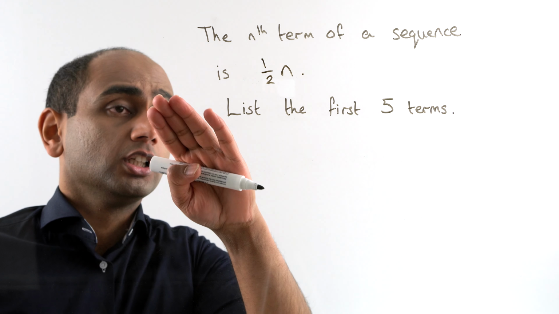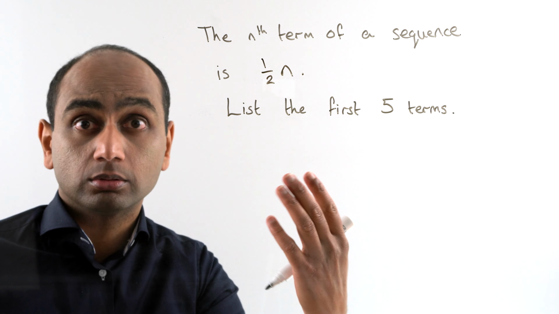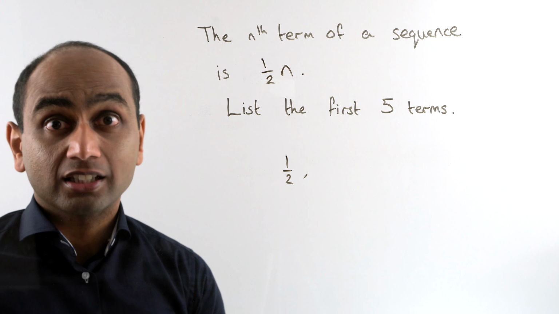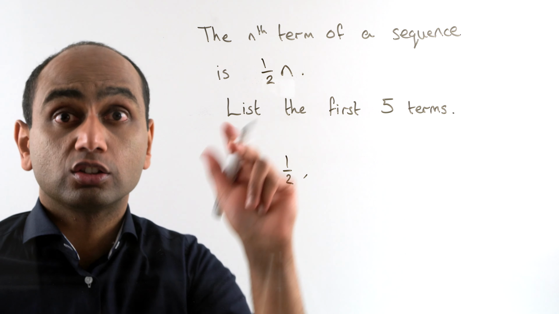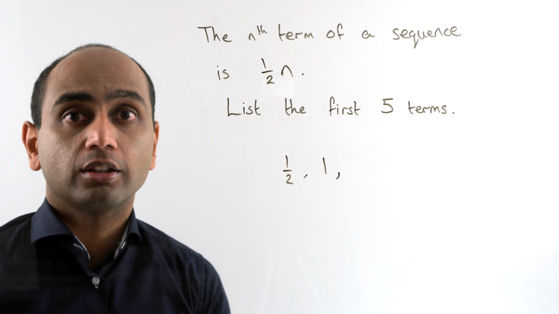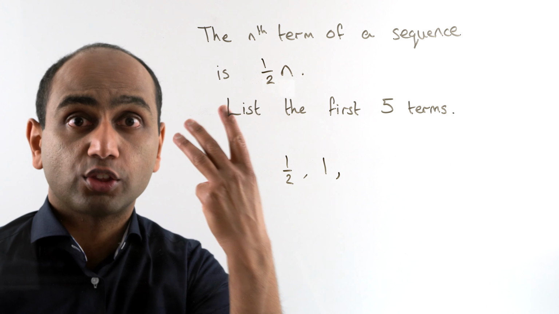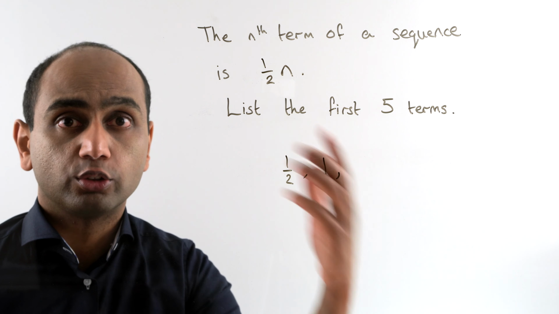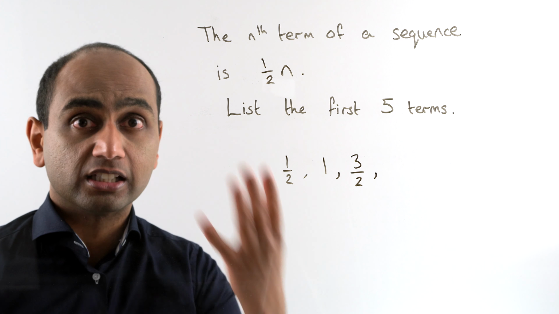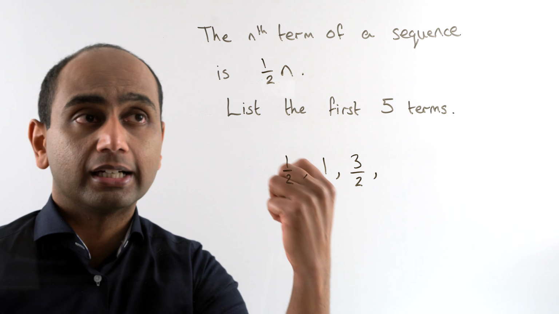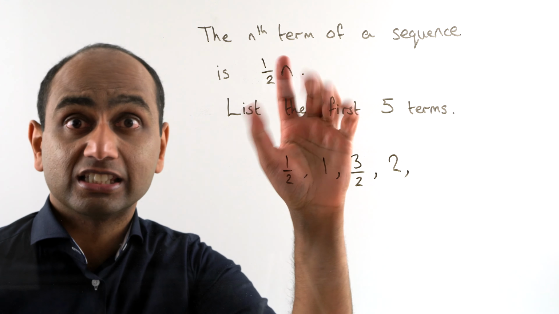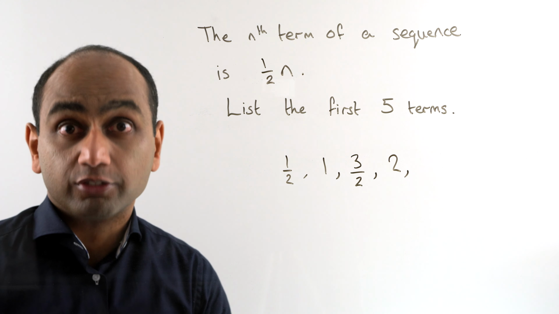Here's the answer. When n is 1, we get a half times 1, which is just a half. So the first term of this sequence is a half. The second term of this sequence is what we get when n is 2. So a half times 2, that's 1 whole. The third term of this sequence, that's when n is 3, so we just substitute that in. A half times 3 is 3 over 2. The fourth term is when n is 4, so a half times 4, that gives us 2. The fifth term is when n is 5, so a half times 5, that's 5 halves or 5 over 2.